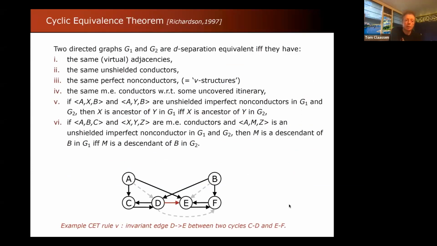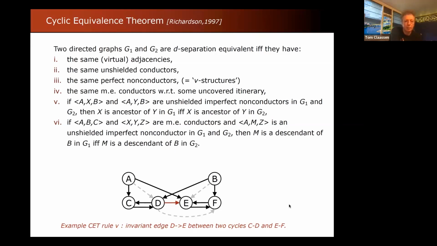So this is now the result of having these concepts in there. This is the cyclic equivalence theorem introduced by Thomas Richardson. And it contains 6 rules. It says that 2 directed graphs are d-separation equivalent if and only if they have the same virtual adjacency, so think skeleton type, the same unshielded conductors and the same perfect non-conductors. So this is roughly the colliders and non-colliders, but then also the same mutually exclusive conductors.